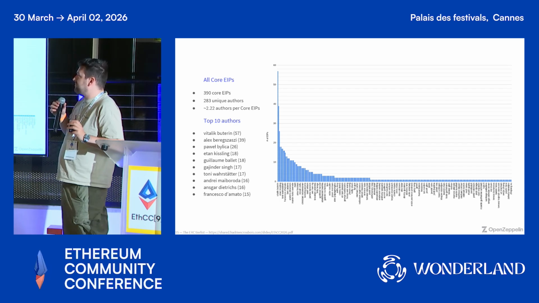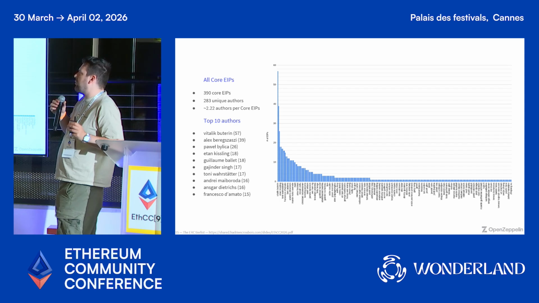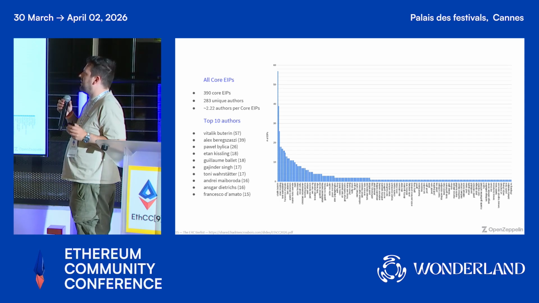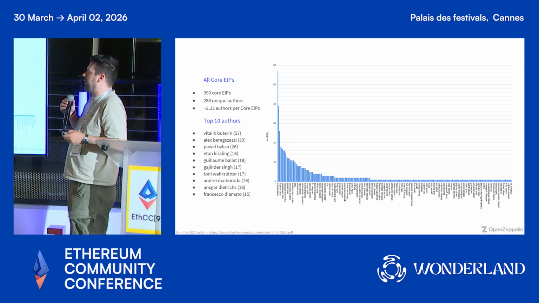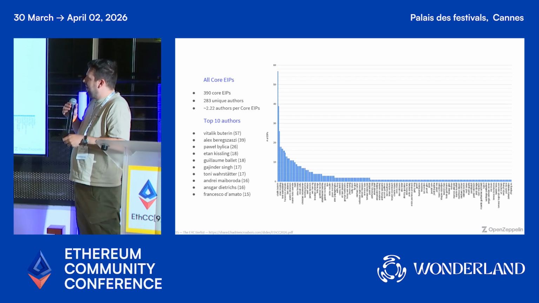There are almost, I mean, not almost as many, there were 580 ERCs, but it's comparable, and there are basically a quarter of the almost 1,000 unique authors you had for ERCs. So it's a way smaller community with people authoring a lot of them.